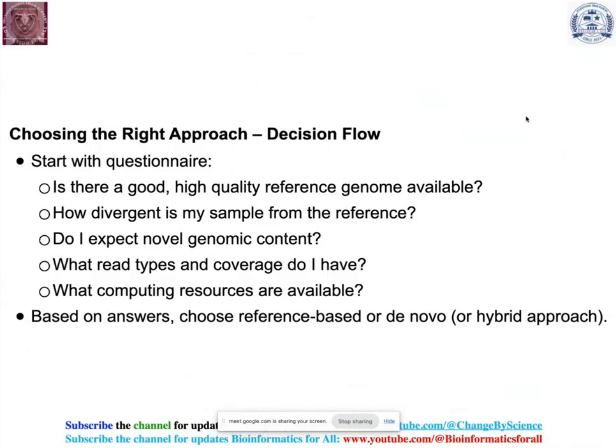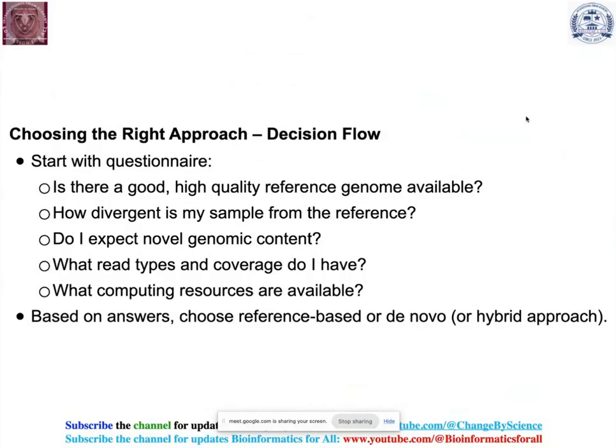Now, choosing the right approach and decision workflow. That is very good while you are familiar with all the points which I have discussed about de novo and reference-based assembly. Then start with some questions. Is there a good high-quality reference genome available? How divergent is my sample from the reference? Do I expect novel genomic content? What read types and coverage do I have? What computing resources are available to you? Then, based on the answers, choose reference-based, de novo, or hybrid approach.